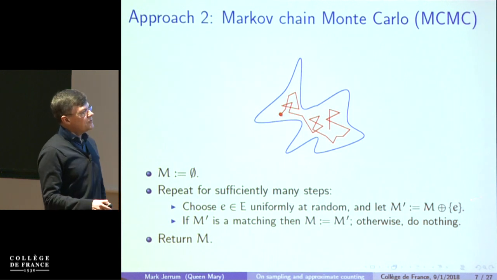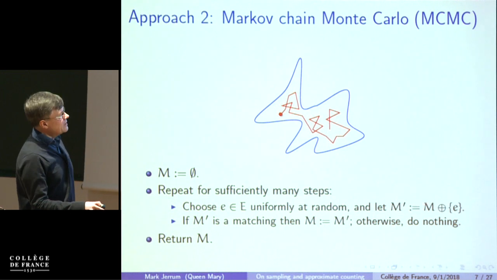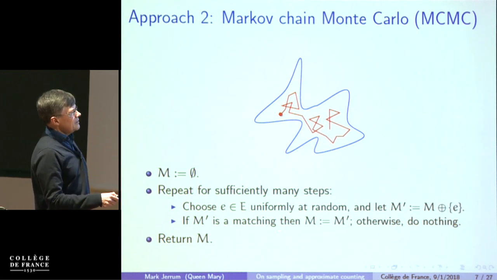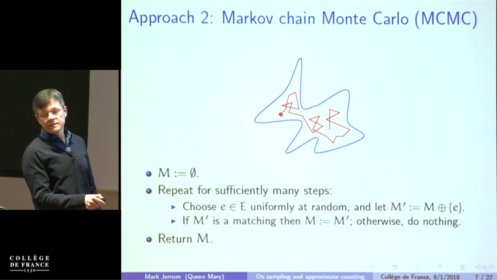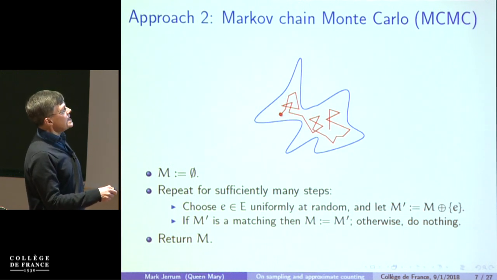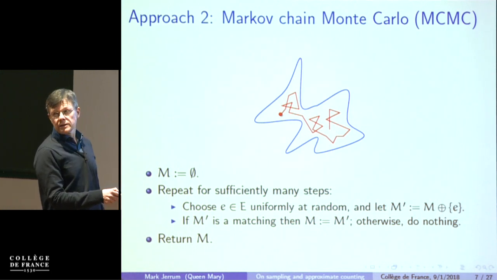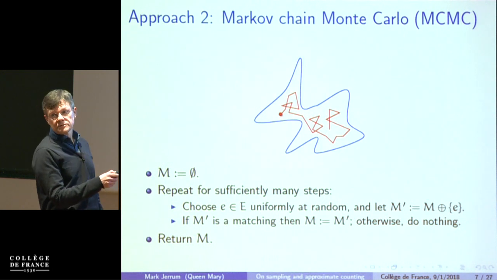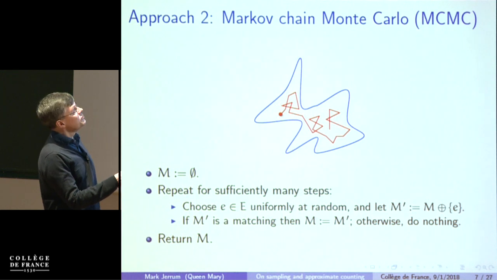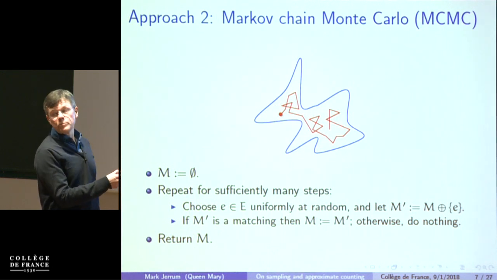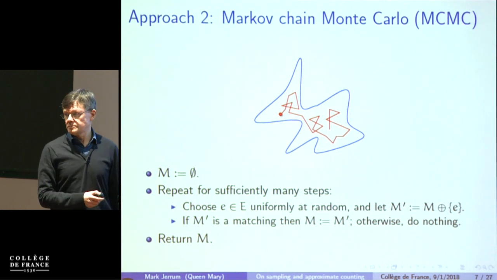Now, of course, if you take an edge out, that's going to be a matching, so that's fine. But if you put one in, there's a chance that it will collide with something already there. So this M prime may not be a matching. If it is a matching, then we're happy. And if it's not, we stay where we are. So the idea is we try to make a move randomly. And if we attempt to move outside the blue zone, then we just don't.